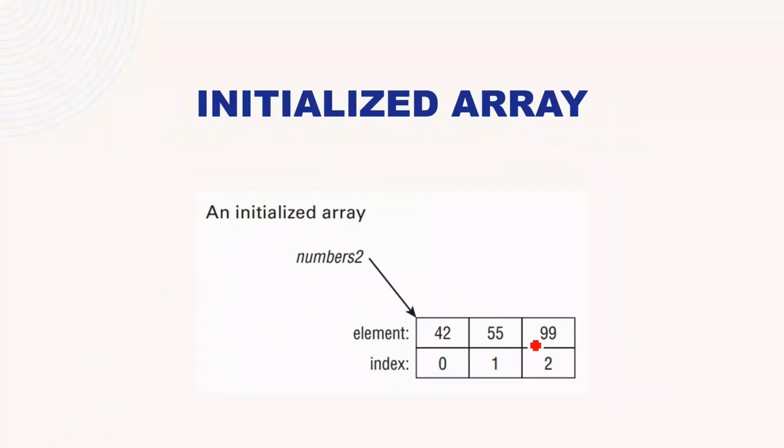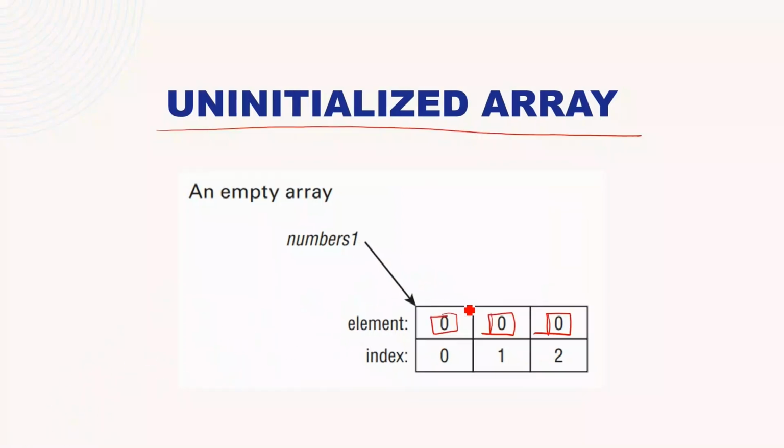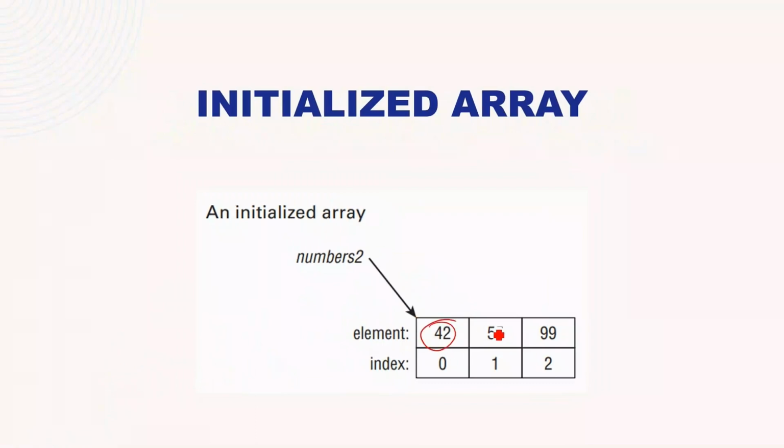Now this is an example of an initialized array. What you did is you just replaced these zeros with values like 42, 55 and 99. Now you can do this with the use of indexes, and also you can loop through the array and change it all at once. Now what are indexes?